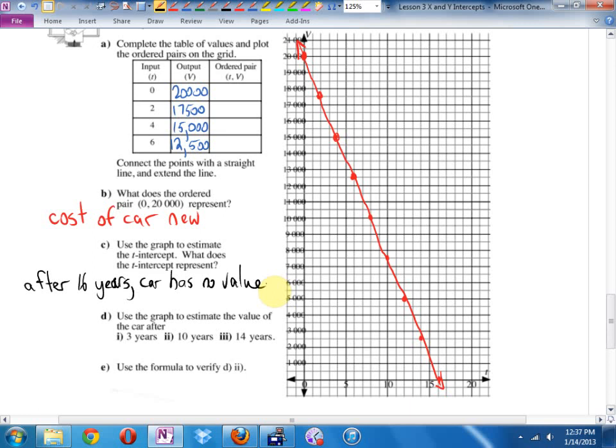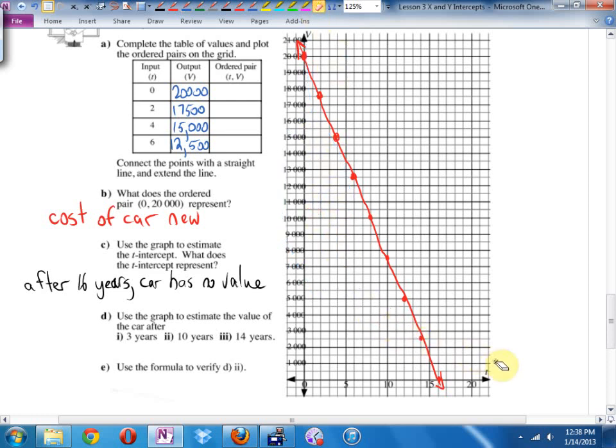By the way, this graph is not actually an accurate car graph. An actual car graph, don't write this down, depreciates like this. It's really steep at the beginning. You lose like 30% of your car's value in the first year. But the difference between a car that's 8 years old and 9 years old isn't that much. But the difference between a car that's 1 year old and 2 years old, huge.